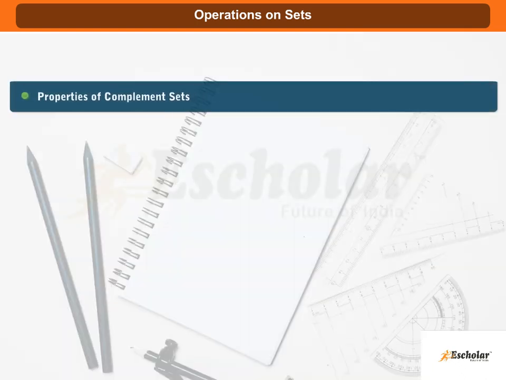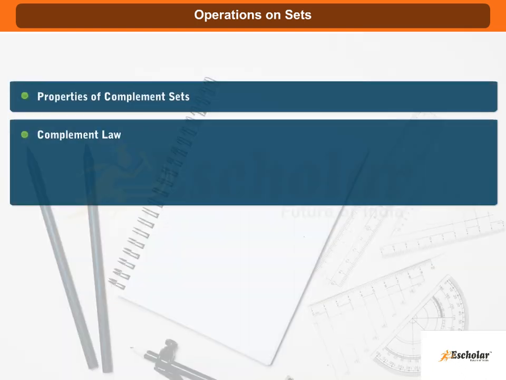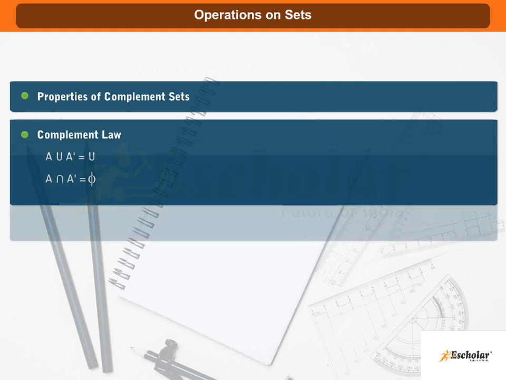There are certain properties of complement sets. Complement law. A union A complement is equal to U. A intersection A complement is equal to phi.